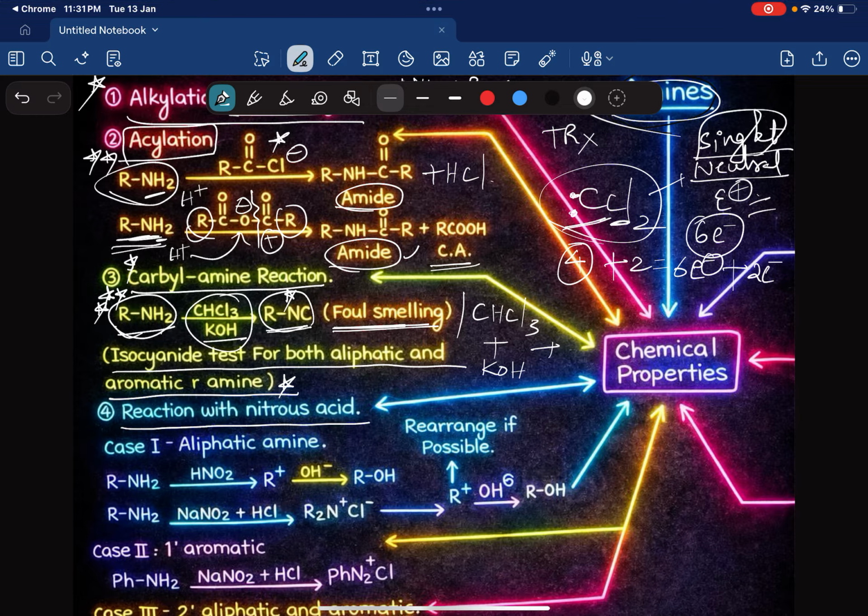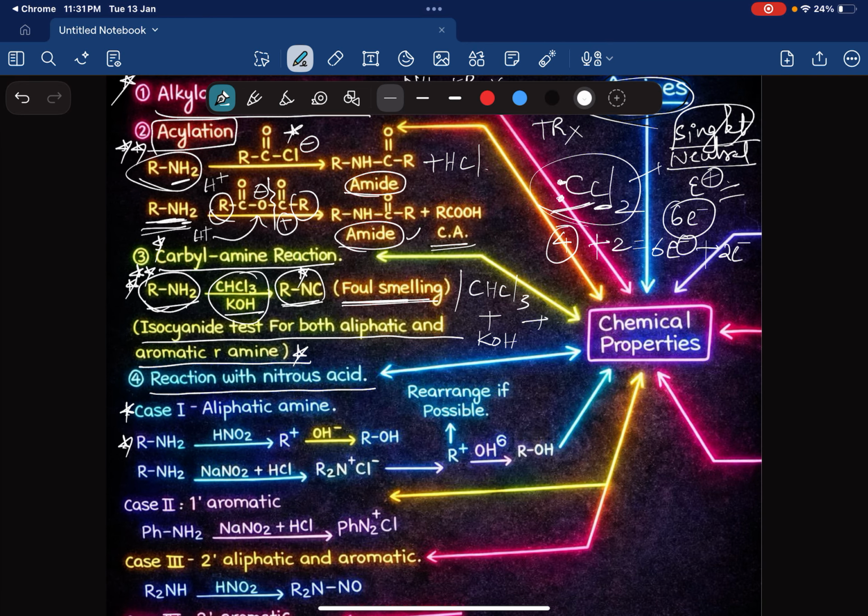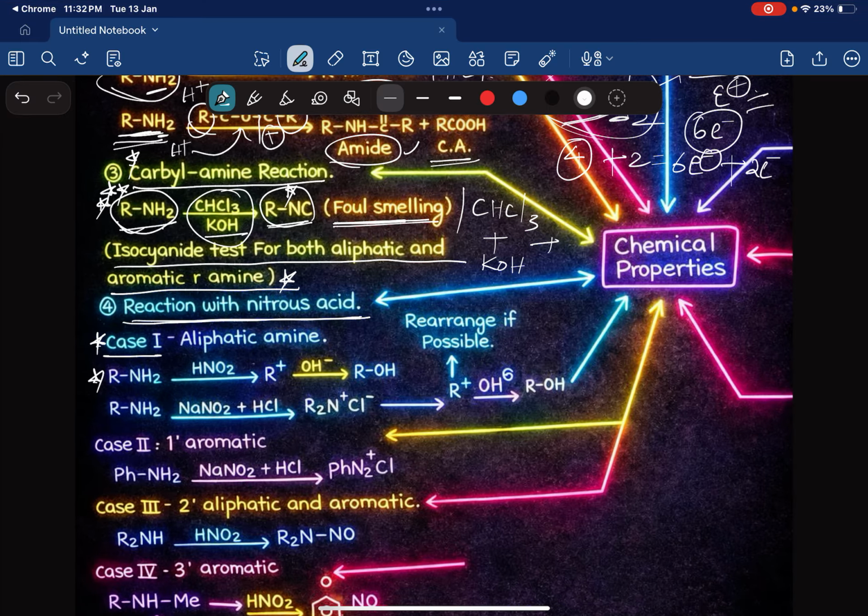Coming to the next reaction, with nitrous acid, this is a most important reaction. These are the two reagents which are used to separate primary, secondary and tertiary amines. The first one is reaction with nitrous acid. So aliphatic amines, aromatic amines, primary, secondary, tertiary, how they react, we can see everything here. Case 1, aliphatic amines. Primary amines are converted into a carbocation with HNO2. This HNO2 is formed from NaNO2 plus HCl.